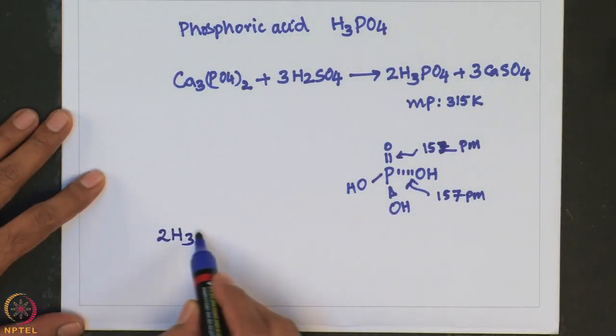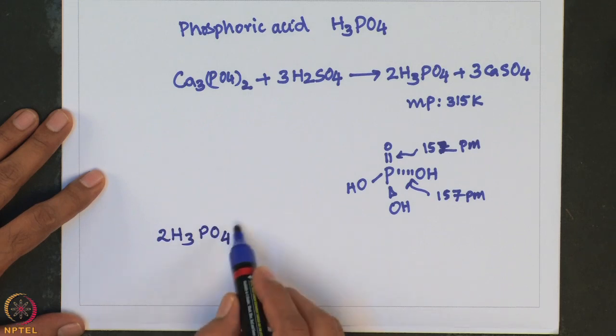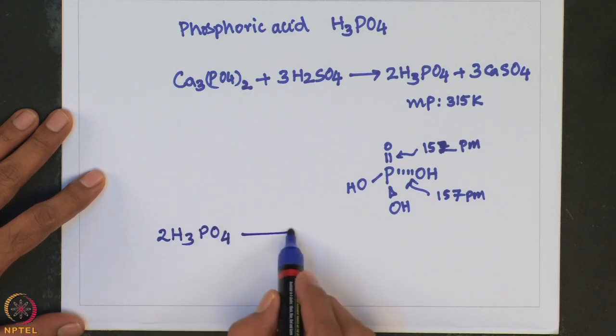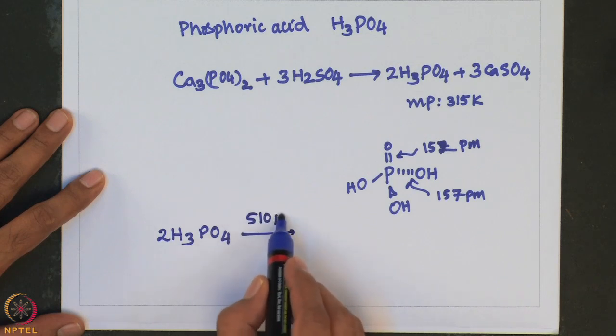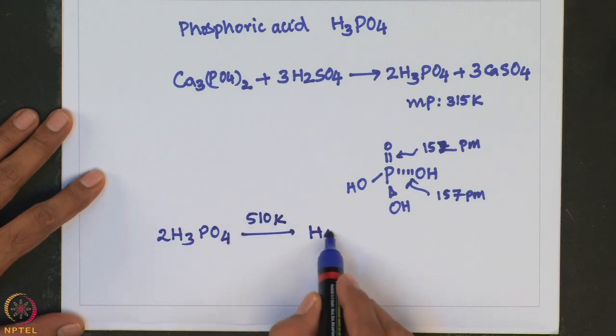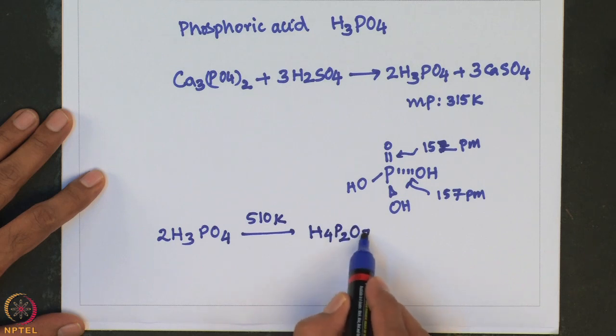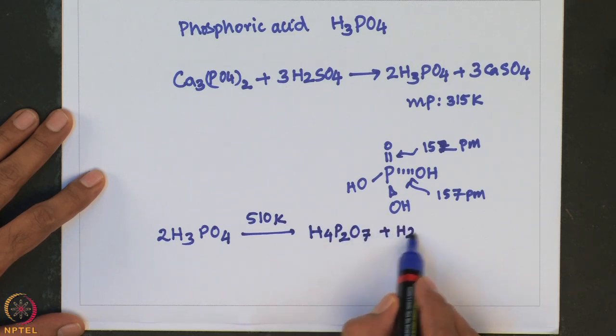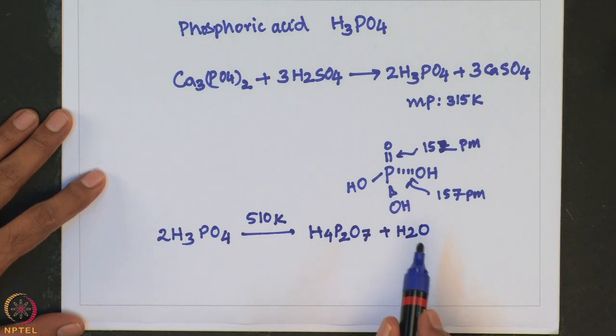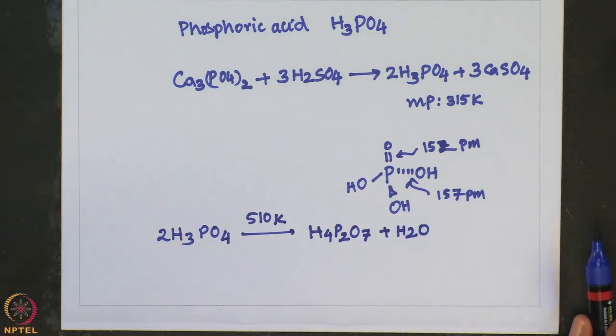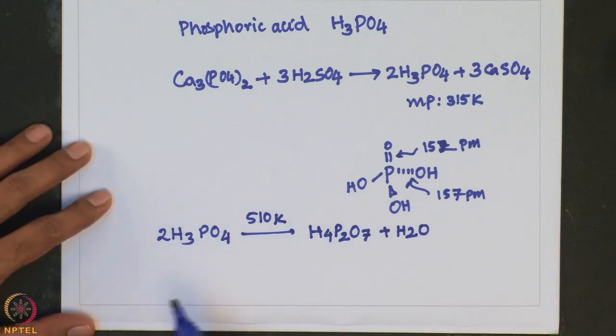When phosphoric acid is heated to 510 Kelvin, it is dehydrated to diphosphoric acid, that is H4P2O7. So, when phosphoric acid is heated to 510 Kelvin, it forms H4P2O7 plus H2O, and further heating yields triphosphoric acid.